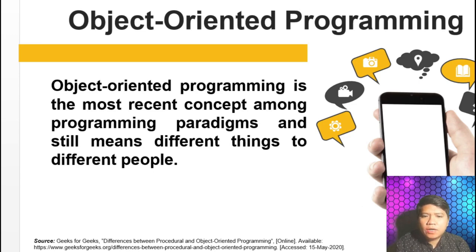So let us define what object-oriented programming is. Object-oriented programming is the most recent concept among programming paradigms and still means different things to different people. So what are the features of OOP?